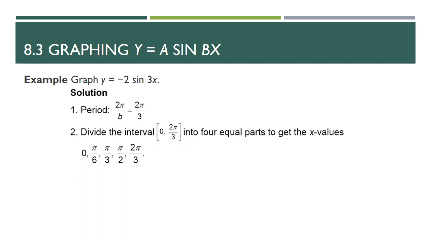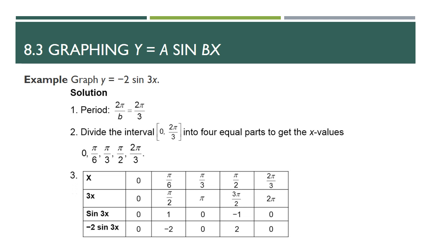Okay, our period is 2 pi over 3. We divide that interval into 4 equal parts, so divide 2 pi over 3 by 4, and we get 0, pi over 6, pi over 3, pi over 2, and 2 pi over 3. And then when you put those into the equation, they did it in steps here. You could see the results at the bottom, 0, -2, 0, 2, and 0, which shouldn't surprise us because that is the amplitude.